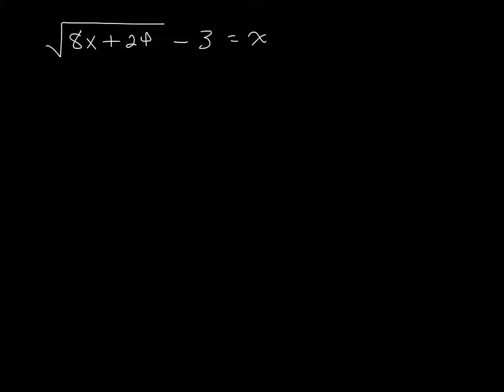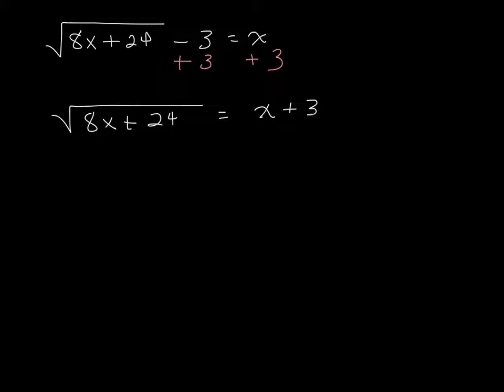Now this problem has an extra x on the outside, and my radical here is not isolated. It has a 3 subtracted. So I need to isolate my square root. I'm going to add 3 to both sides. So I've got the square root of 8x plus 24, and that is equal to x plus 3. And I need to reverse my square root, and I'm going to do that by squaring both sides.